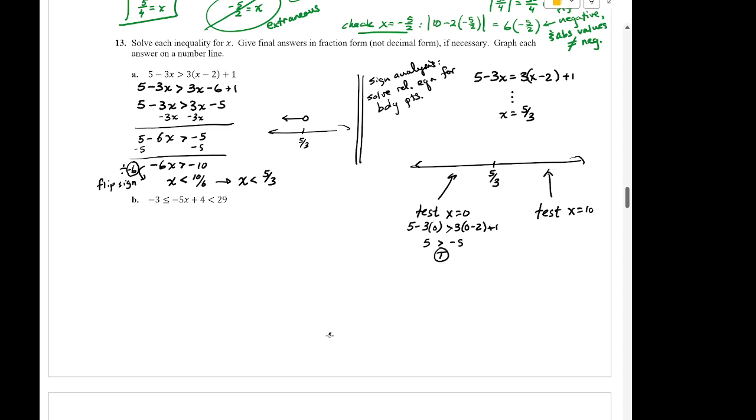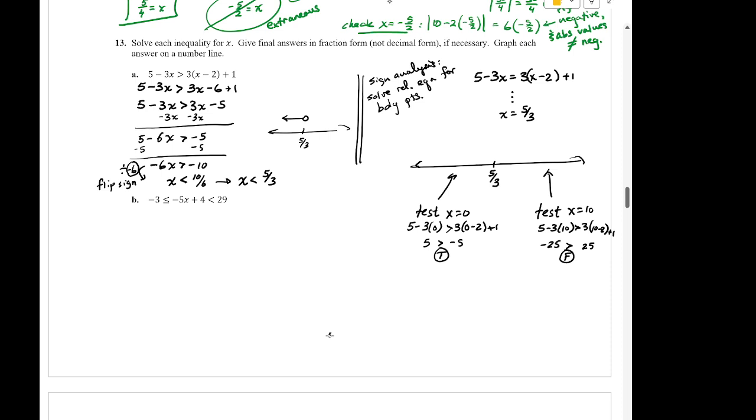So this is true. And then if we test x equals 10, we get 5 minus 3 times 10, and we're checking, is that greater than 3 times 10 minus 2 plus 1? This side over here is negative 25. The other side, 3 times 8 is 24, plus 1 is 25. And that's definitely false. Negative 25 is not bigger than 25.